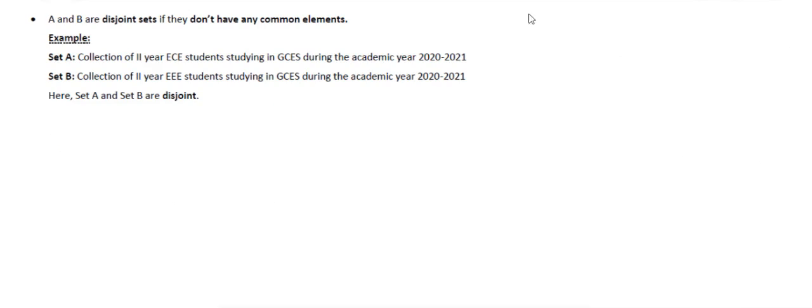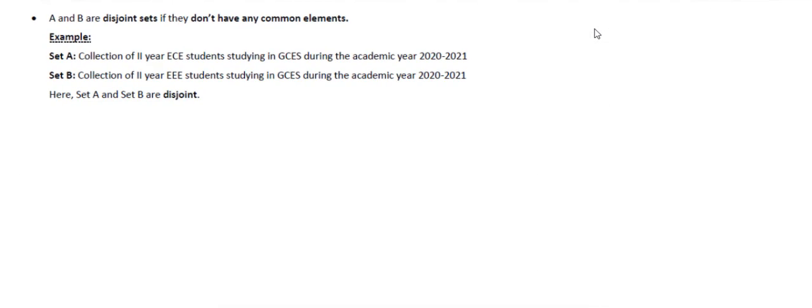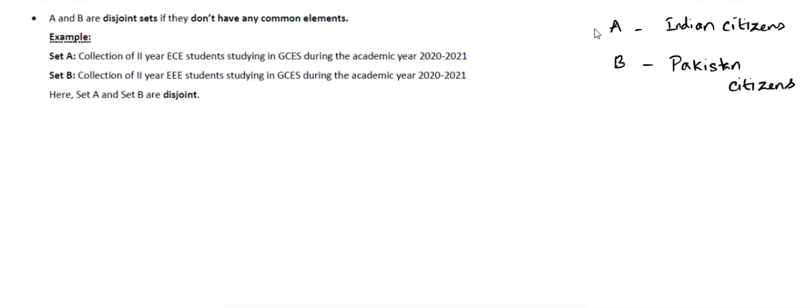See, now I am taking the set A as Indian citizens, and set B as Pakistan citizens. What will be the diagrammatic representation you will be giving out? See, this is set A, Indian citizens. This will be set B, right?